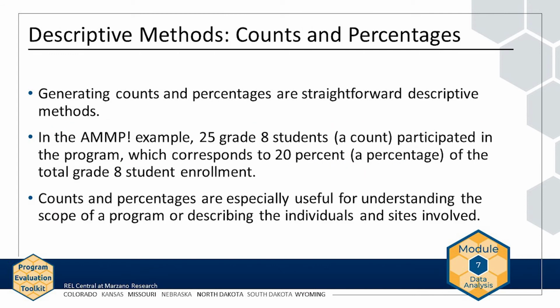Generating counts and percentages are straightforward descriptive methods. For instance, in the AMP example, the evaluation team determines that 25 grade 8 students, a count, participated in the program, which corresponds to 20%, a percentage, of the total grade 8 student enrollment. Counts and percentages are especially useful for understanding the scope of a program or describing the individuals and sites involved.